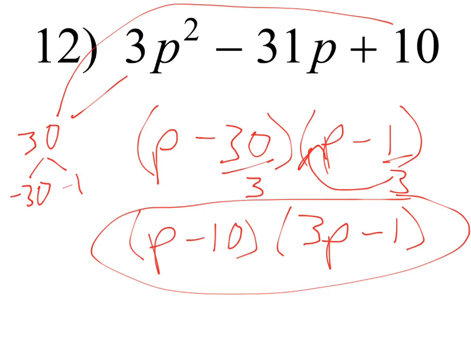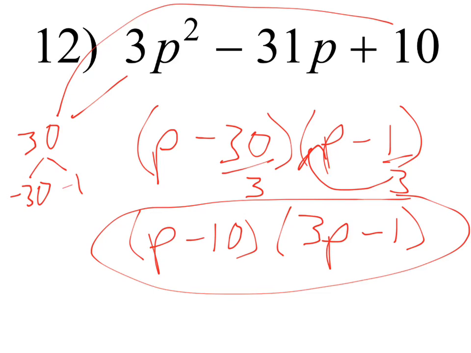And moving on to 12, the 3 and 10 are going to multiply together to get you 30, and you figure out what factors combine to give you negative 31. Since it's negative, these are both going to have to be negative because that one's positive. So negative 30 and negative 1 are those factors. You'll need to attempt to divide them both by 3. And it works in the first one, giving you p minus 10, but it doesn't work in the other one, so it'll give you 3p minus 1.